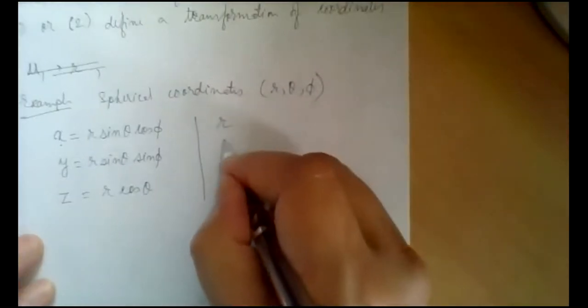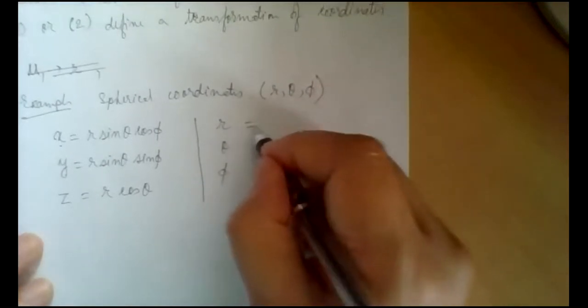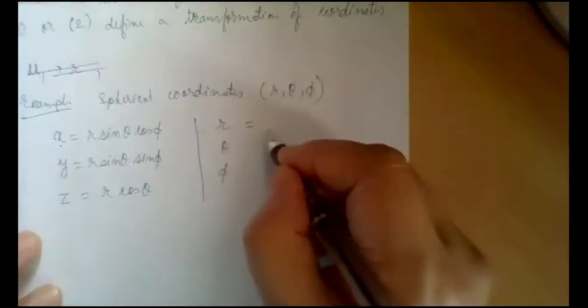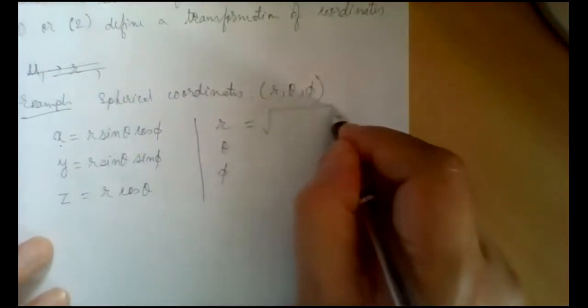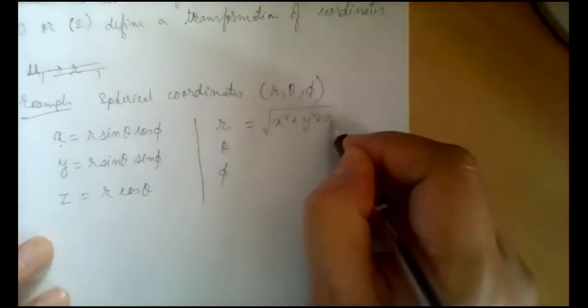Similarly, r, theta, and phi can be expressed as functions of x, y, and z. For example, for r, the answer is very simple. r is the square root of x square plus y square plus z square.